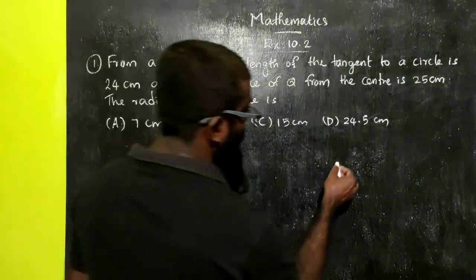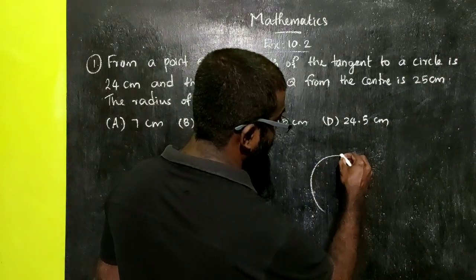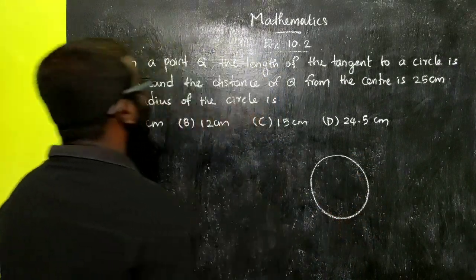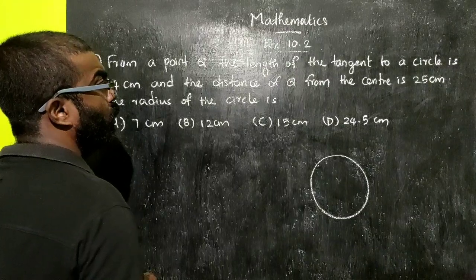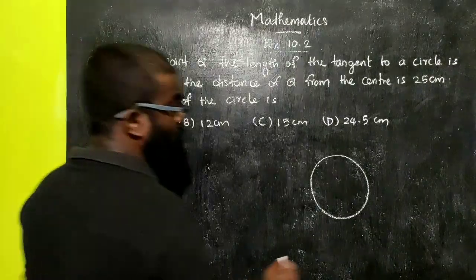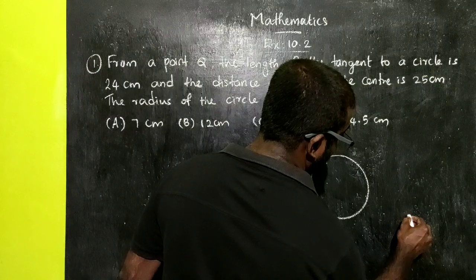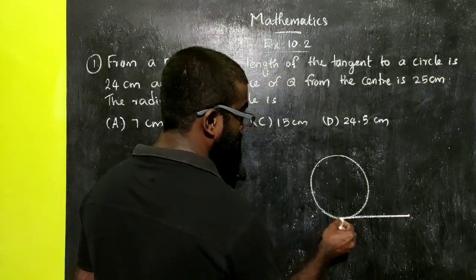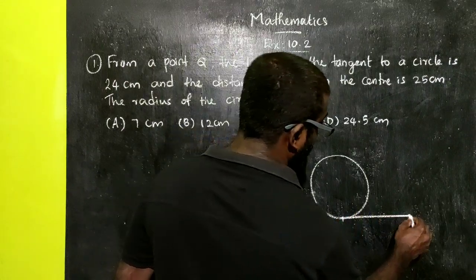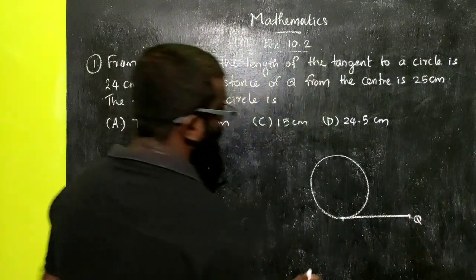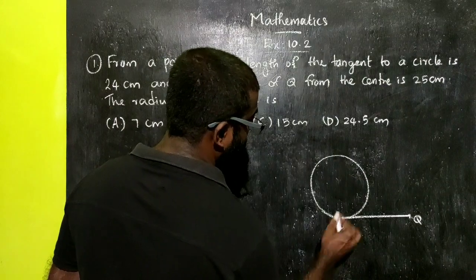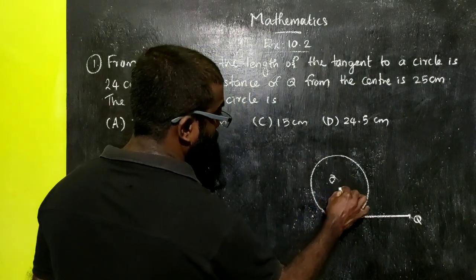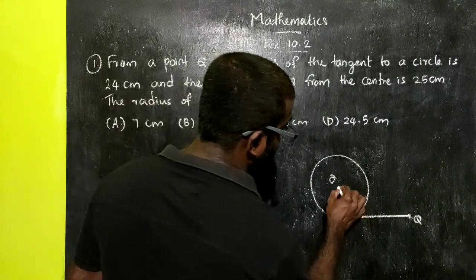First of all, we can draw a rough figure. Here we are given a circle. From a point Q, the length of the tangent to a circle. We can take a point Q and draw a tangent. Here we can mark it as Q. And this point we can mark it as P, point of contact. Then let O be the center of the circle. And we can join OP and OQ.